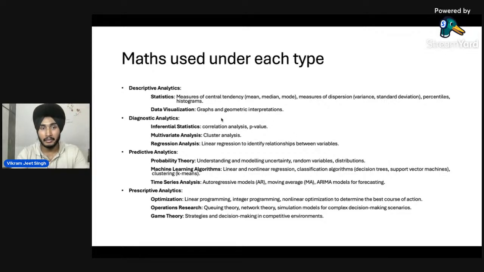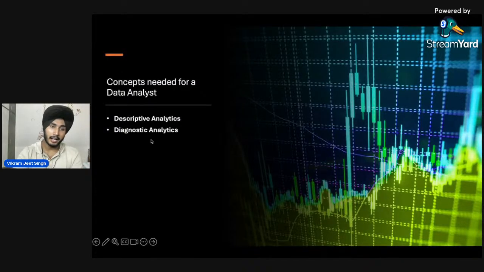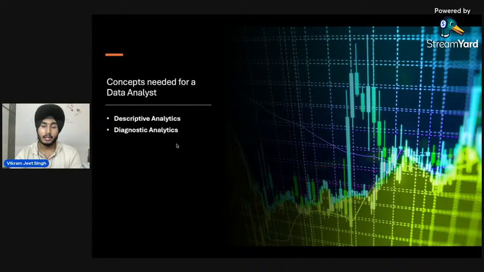Now I will deep dive into these two types, descriptive analytics and diagnostic analytics. Coming to the concepts needed for a data analyst: for a basic data analyst job, or a business analyst or product analyst job, we mostly require descriptive and diagnostic analytics. So I will be covering these two.